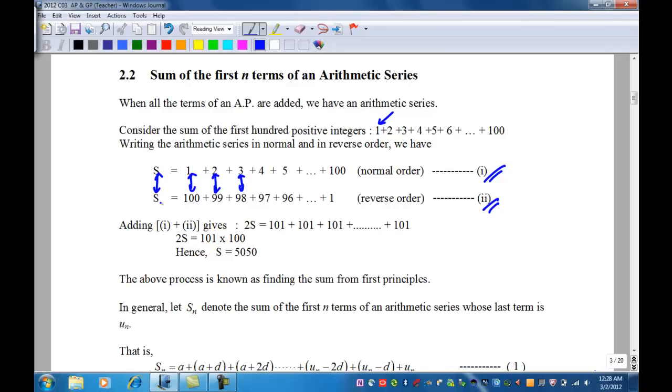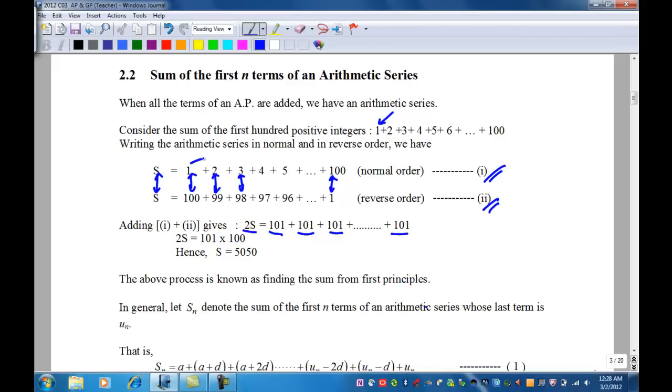Now we will see that on the left hand side we will have 2s, s plus s. Then on the right hand side, 1 plus 100 gives us 101. 2 plus 99 gives us 101 again. 3 plus 98 again gives us 101. And this proceeds all the way to the last pair of numbers, 100 plus 1, which again gives us 101. So every pair of numbers that we add together from the two series from equation 1 and 2 will generate 101. How many 101s do we have?